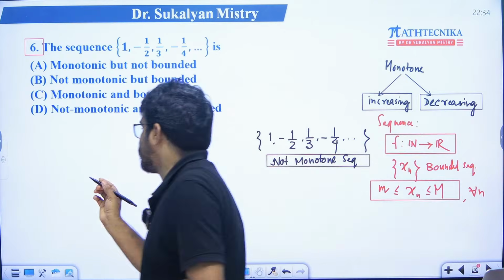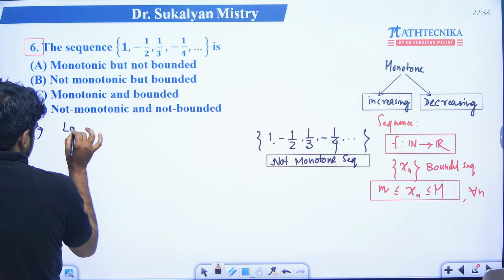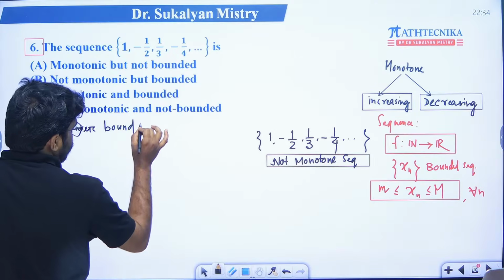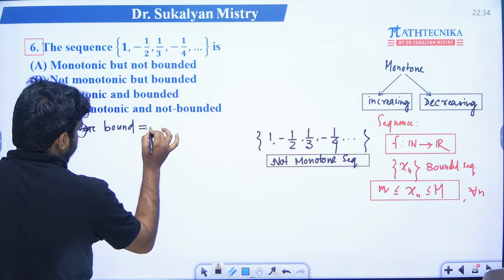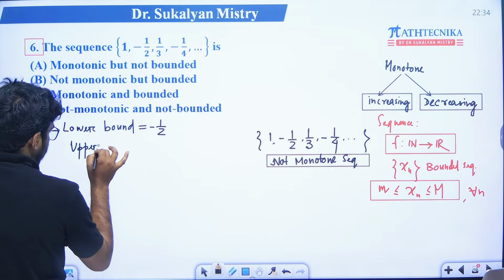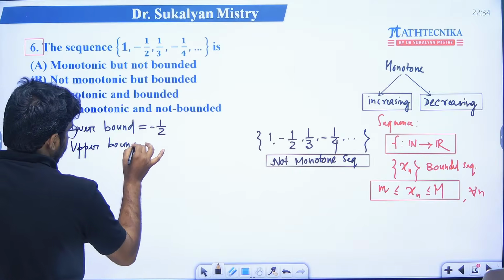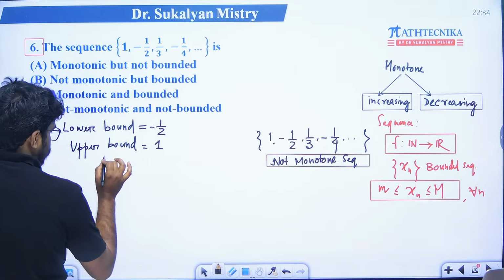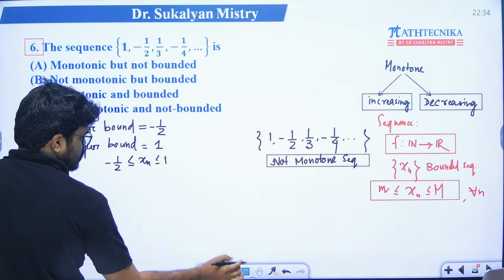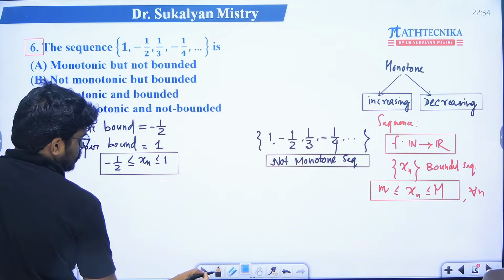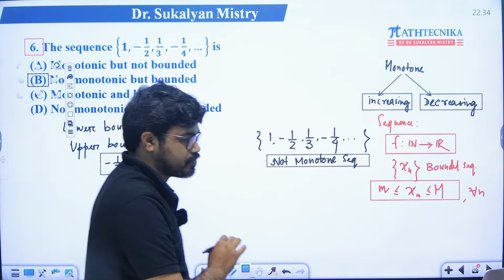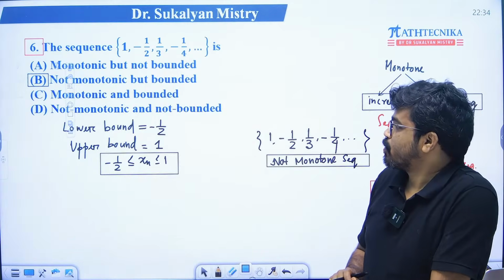What is the lower bound for this sequence? All terms of the sequence are greater than or equal to -1/2, so the lower bound is -1/2. And what is the upper bound? All terms of the sequence are less than or equal to 1, so the upper bound is 1, right? So all terms of the sequence lie between these, so this is a bounded sequence, but it is not monotone. So option B is the correct answer. Okay? Yes. Next problem.